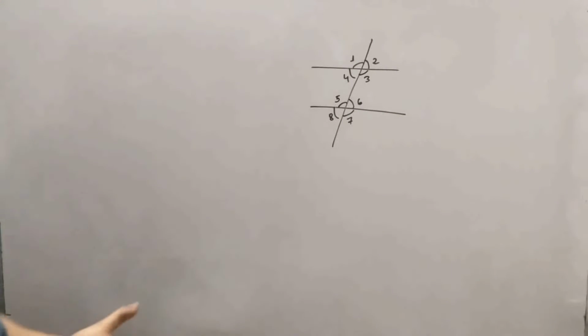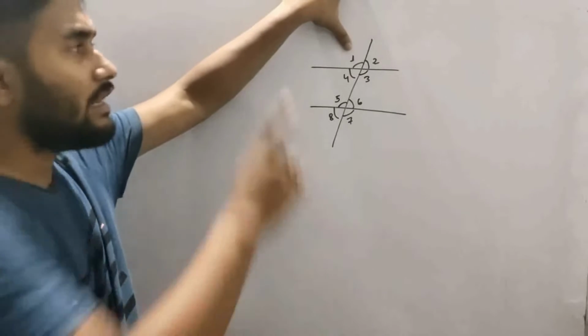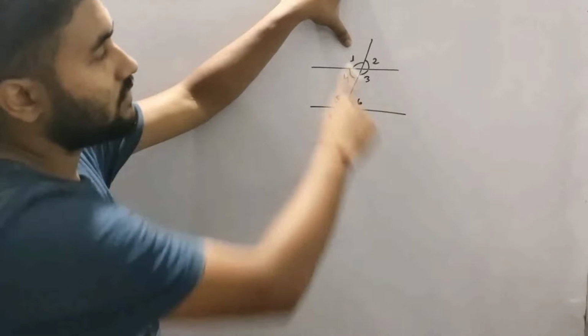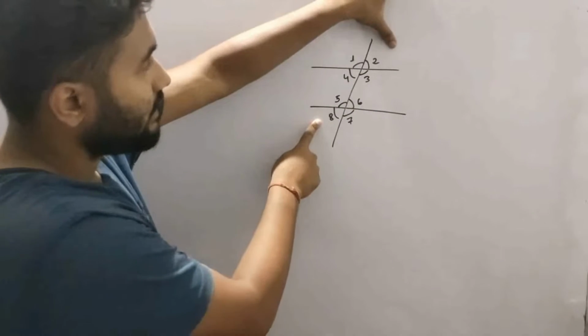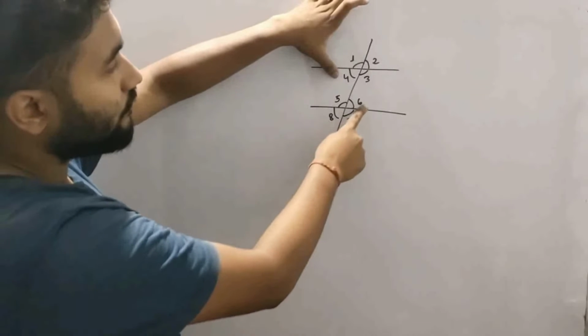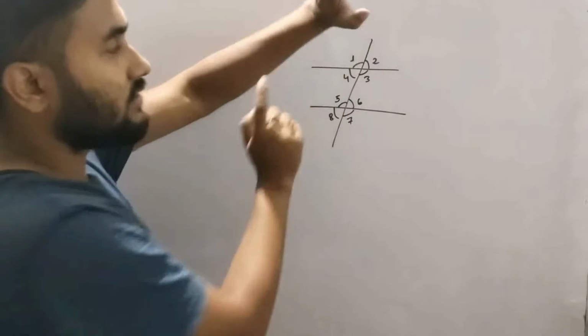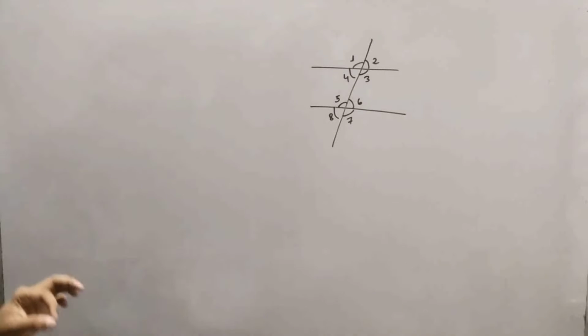Next, alternate angles. So with 1, what will be the alternate angle? Left, then right. And if exterior, then exterior. So 1 and 7. 2 and 8. And if interior, then 4 and 6. Interior, interior, left, right. Interior, interior, 3 and 5. These are our alternate angles. Okay. So done.